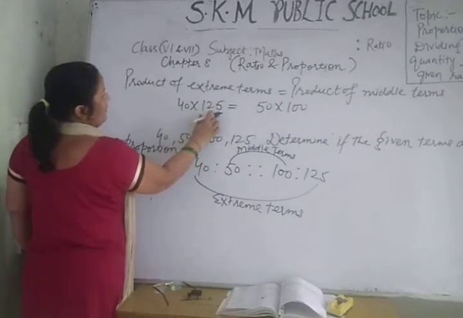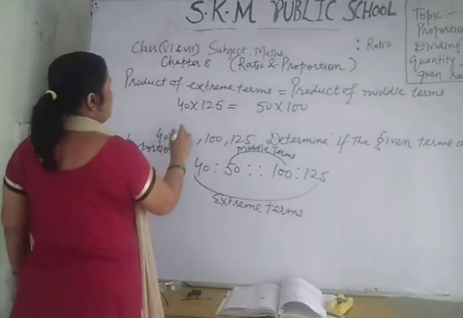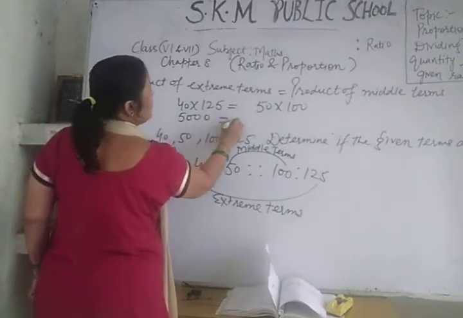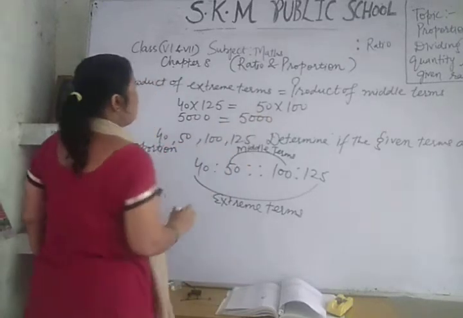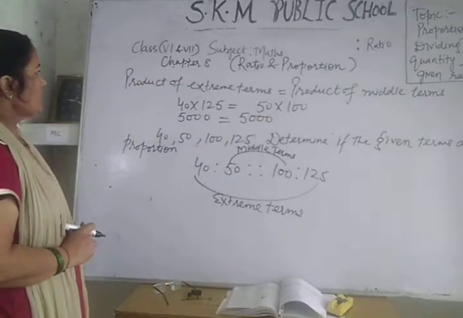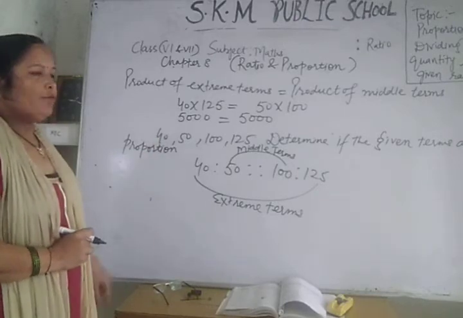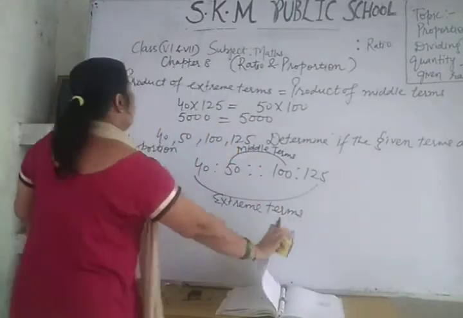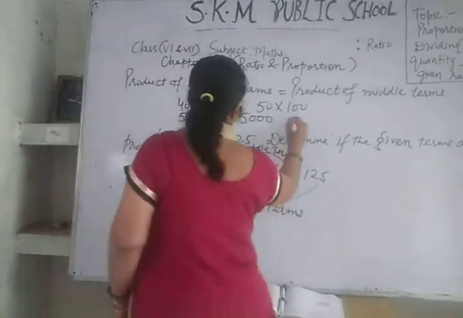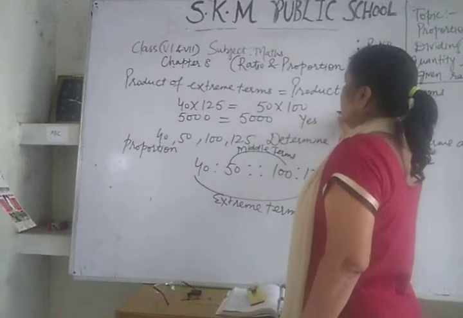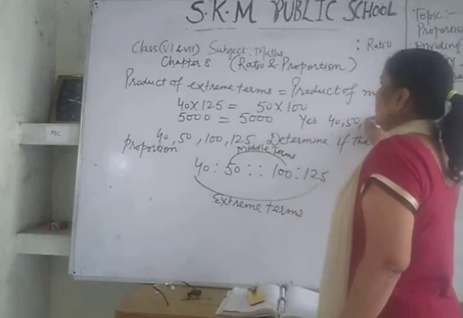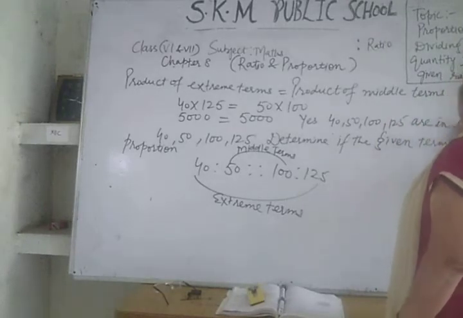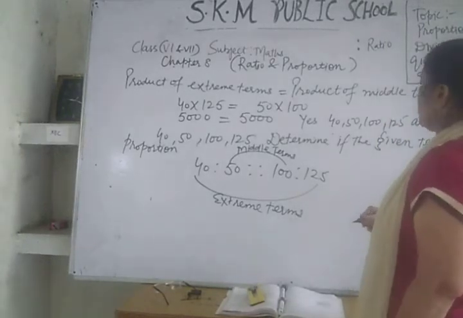So multiply 40 by 125, that gives 5000. Okay, 5000. Both are equal. 5000 is equal to 5000. Both are equal, so we can say yes. What will you write? Yes, 40, 50, 100, 125 are in proportion.